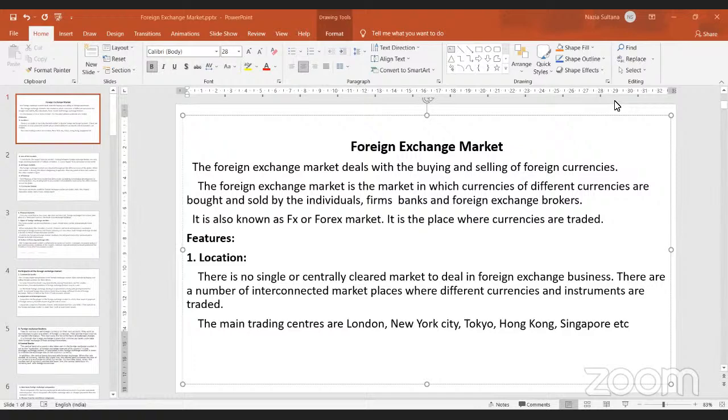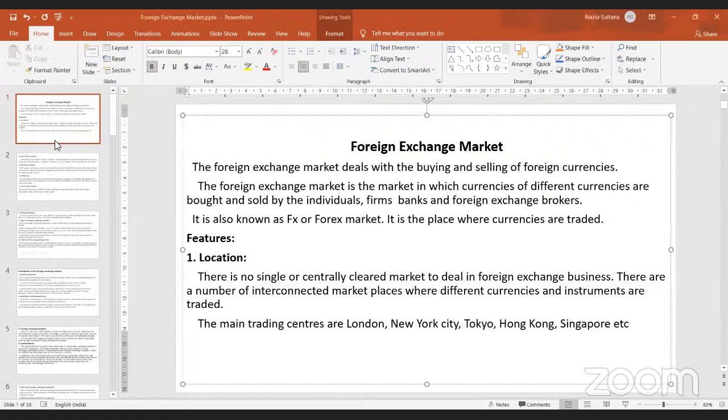Most of the trading centers which are very popular in the world are the London stock market and the New York stock market. You have Tokyo Trading Center, Hong Kong, Singapore Trading Center. These are the most popular trading centers where the foreign currencies are bought and sold. So these are all interconnected with one another. So per se, you don't have a central location where you do clearances of buying and selling of these foreign currency. It is basically related to all types of markets where trading is actually taking place.